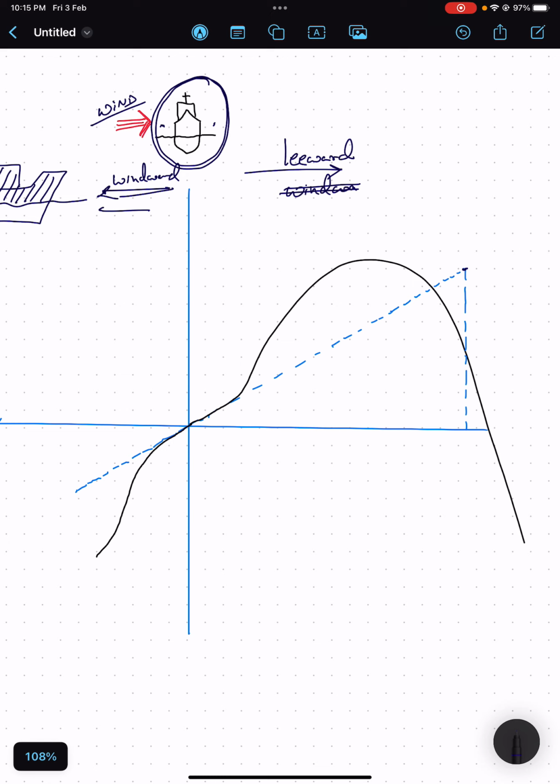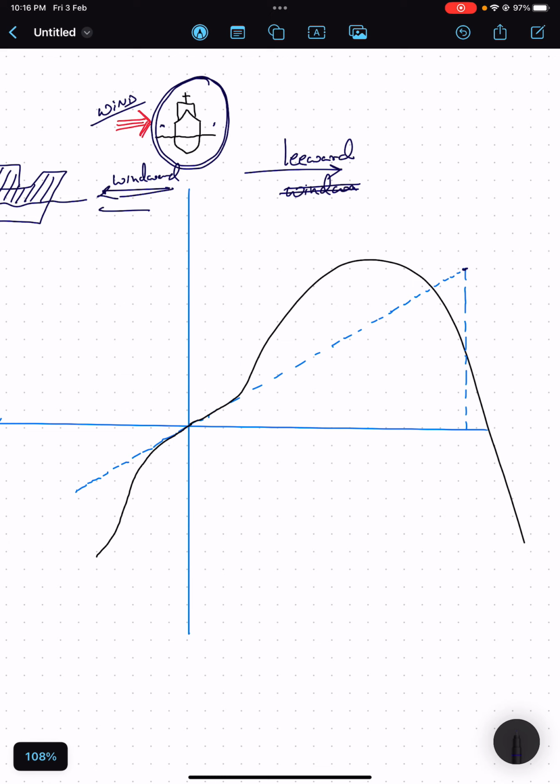So when we are drawing the curve, anytime, try to make it as smooth as possible. The curves should be smooth. We all love smooth curves. So we already know what the windage area is, and we have discussed the windward and leeward side of the craft as well as of the ship.